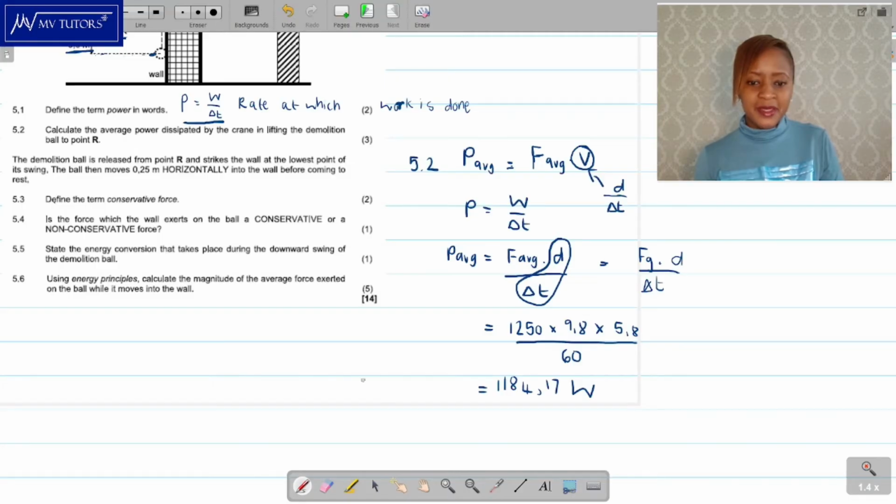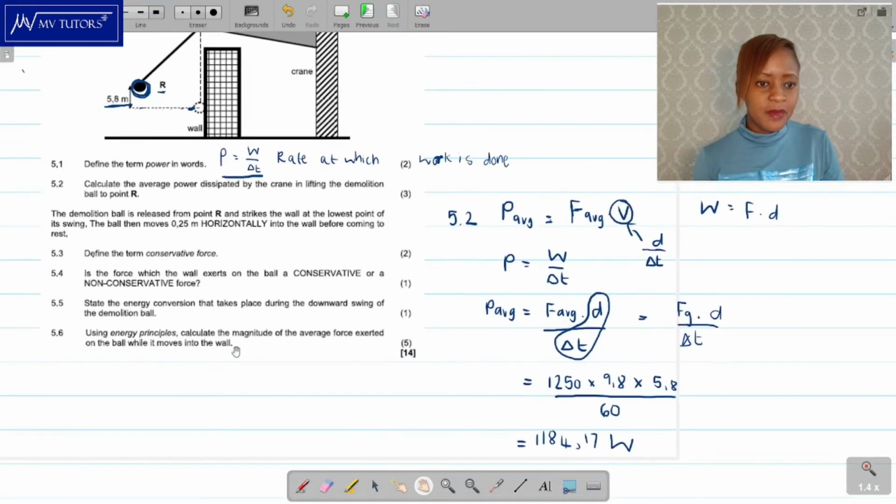Now going back to 5.3. It says define the term conservative force. So what is a conservative force? We have conservative forces and non-conservative forces. One is independent of the path taken and one is dependent on the path taken. Can you guess which is which?